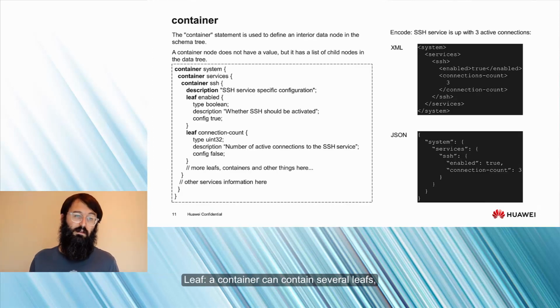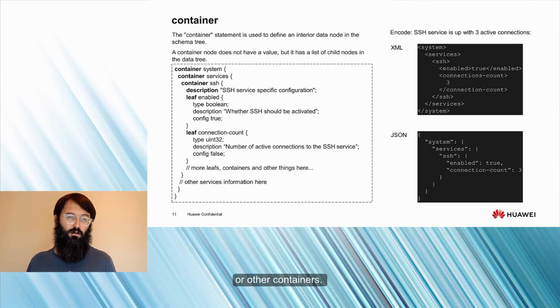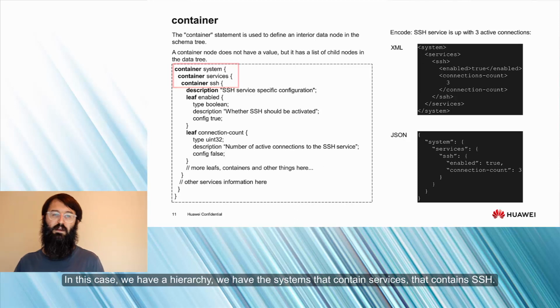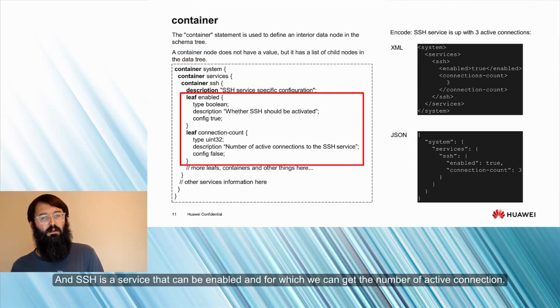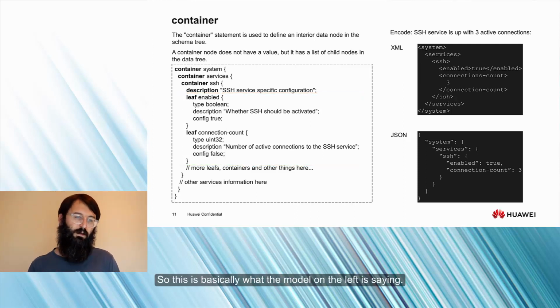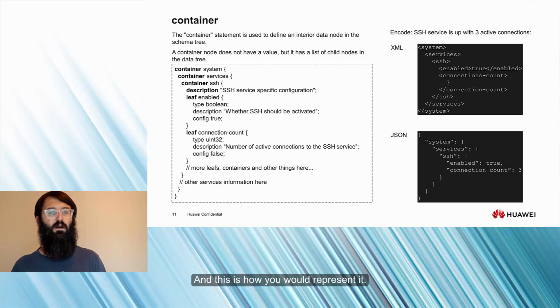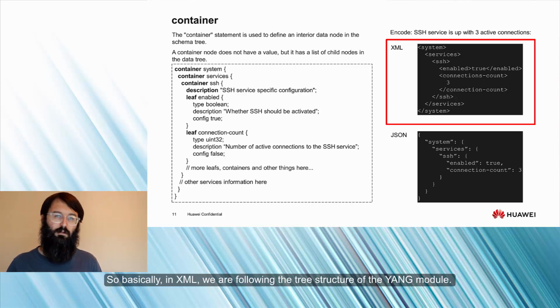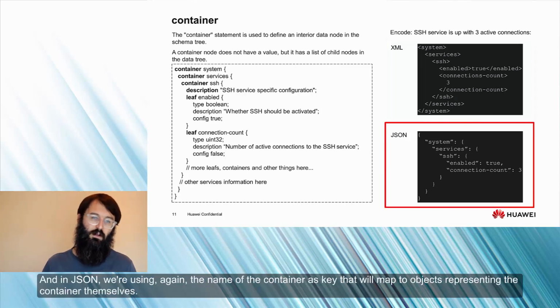A container can contain several leaves or other containers, so basically it's a node that will group other nodes. In this case we have a hierarchy: we have the system that contains services that contain SSH, and SSH is a service that can be enabled and for which we can get the number of active connections. This is basically what the model on the left is saying, and this is how you would represent it. In XML we are following the tree structure of the YANG module, and in JSON we're using again the name of the container as key that will map to objects representing the container themselves.